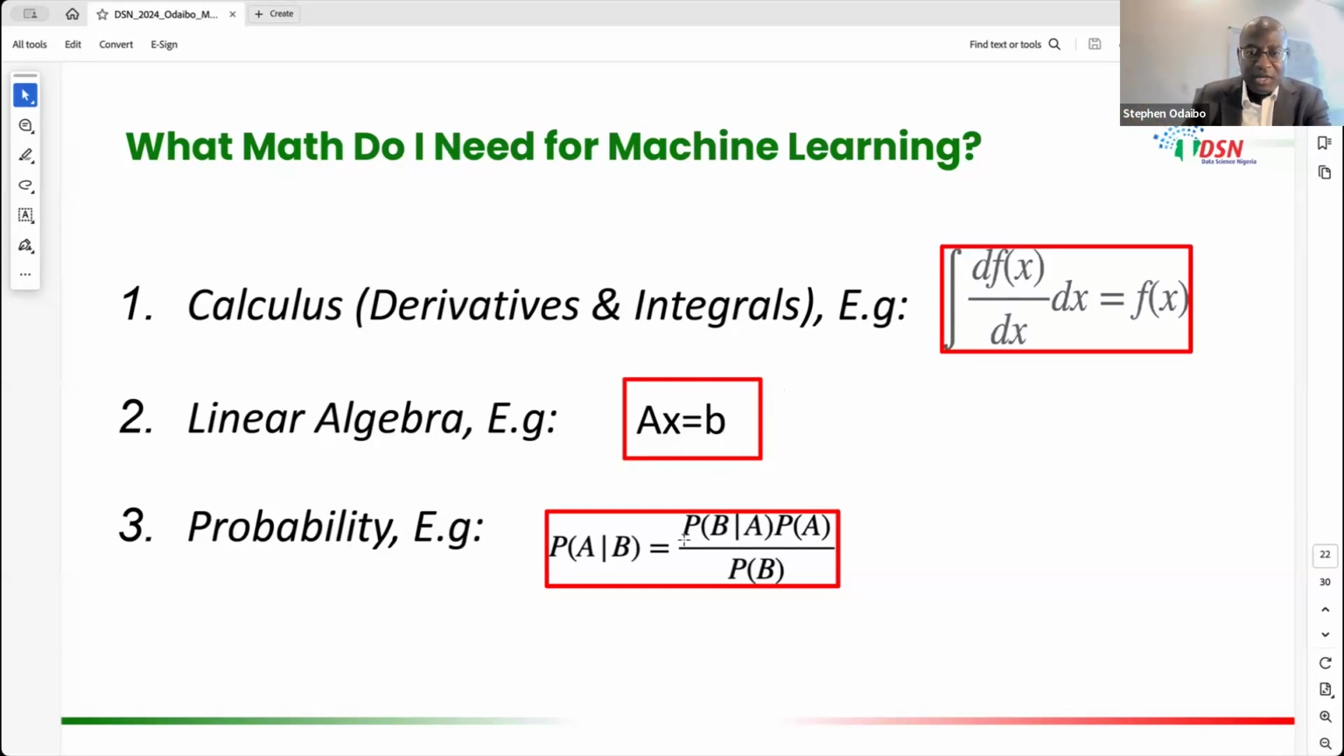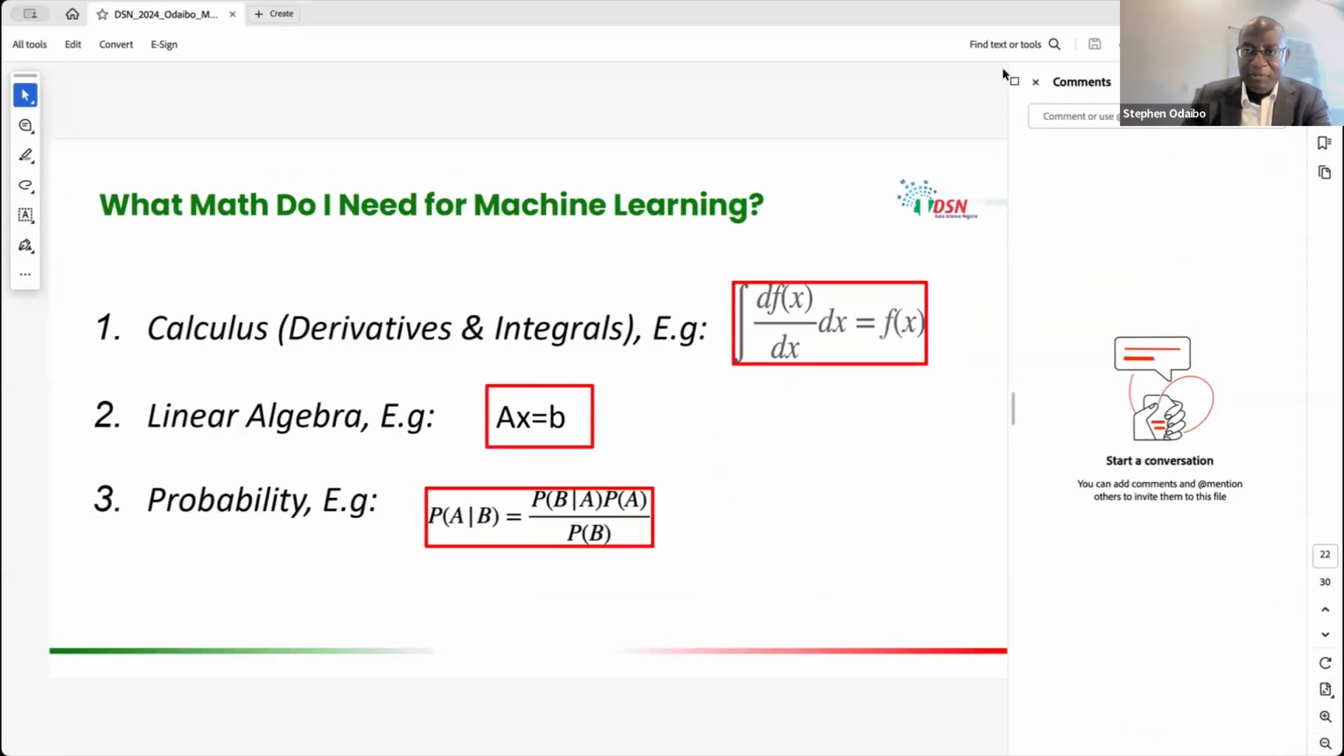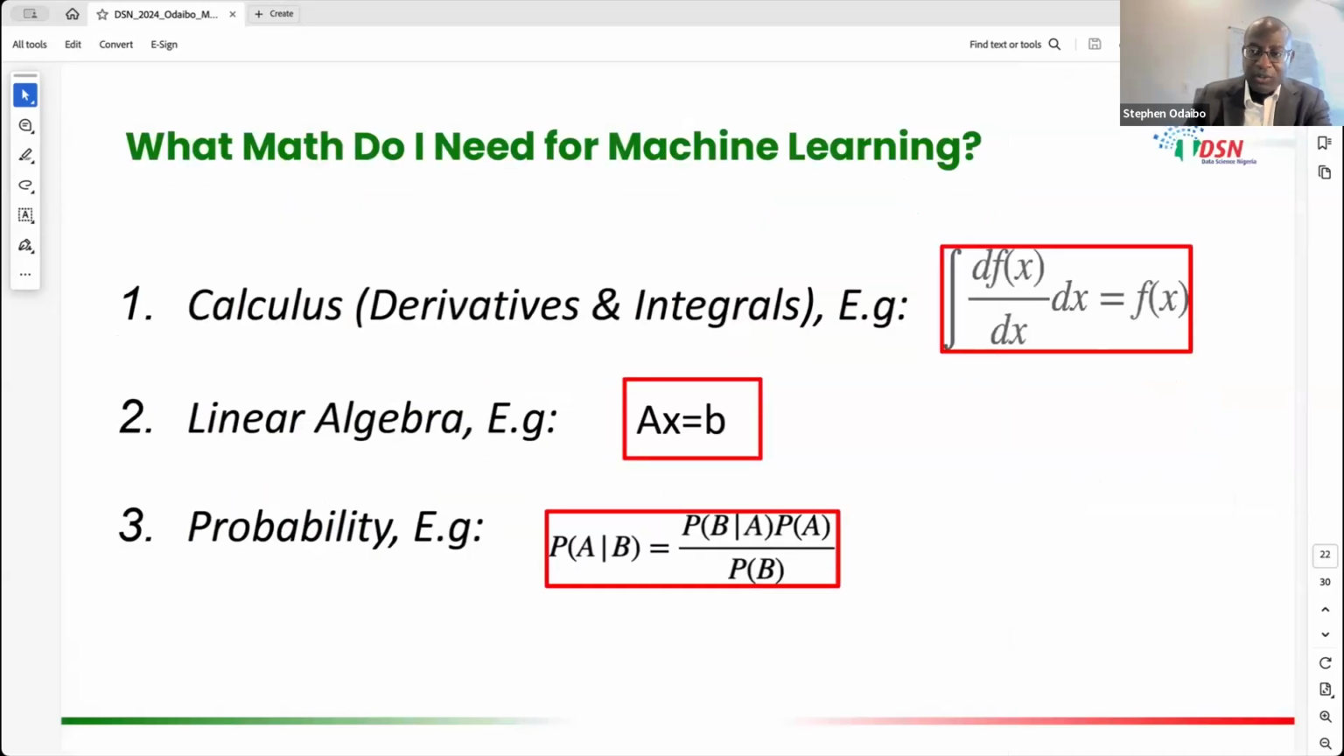Does anybody know the name of this up here? I think I heard somebody say it. Yeah, or type it. I'm sure a lot of you do. And it's Bayes' theorem, okay?